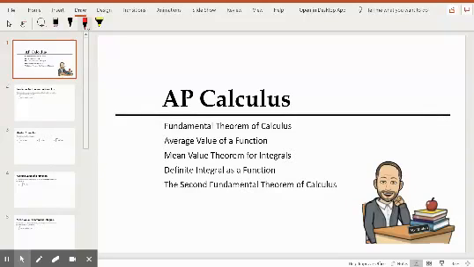Welcome to AP Calculus. In this lesson, we're going to review a few topics and then learn two new ones. First, we're going to review the fundamental theorem of calculus, average value of a function, and mean value theorem for integrals. Then we will use the definite integral to define a function, so that's new. And then the second fundamental theorem of calculus will be a new topic for us.